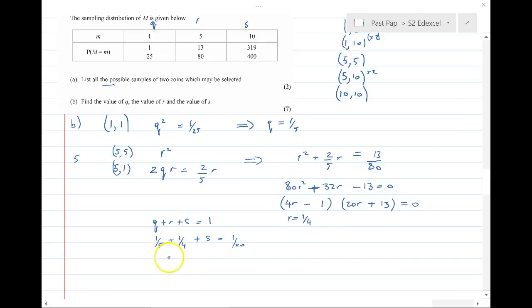So putting over a common denominator here, 4/20 plus 5/20 is 9/20. Oh, it's not 1/20, it's 1. So looking at that, we have S is equal to 11/20. Okay, that's that question done, 5 marks. So let's have a look at the next question. 7 marks.